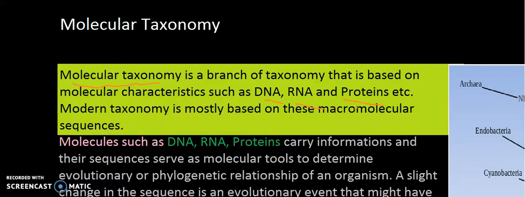Modern taxonomy is primarily based on these macromolecular sequences. Molecules such as DNA, RNA and proteins carry information, and the sequences that they carry serve as molecular tools to determine evolutionary or phylogenetic relationships of an organism with the others.